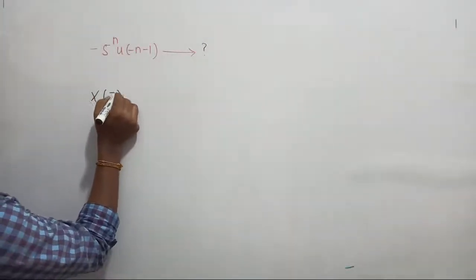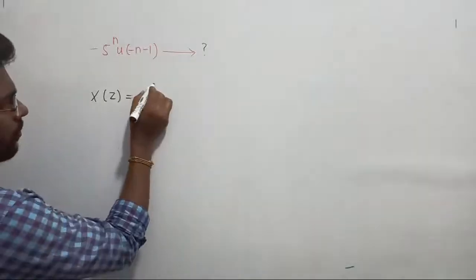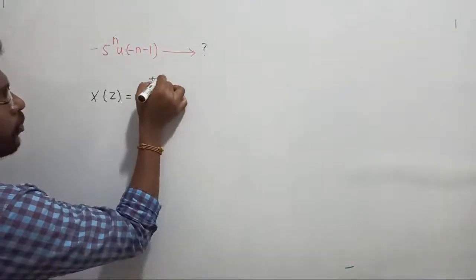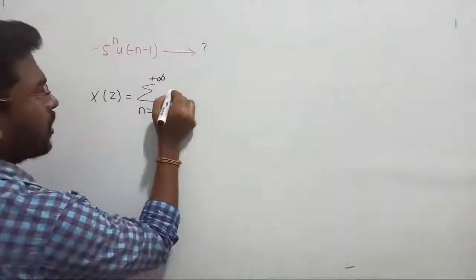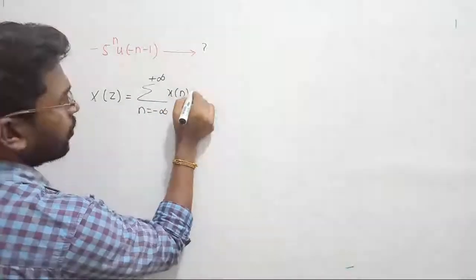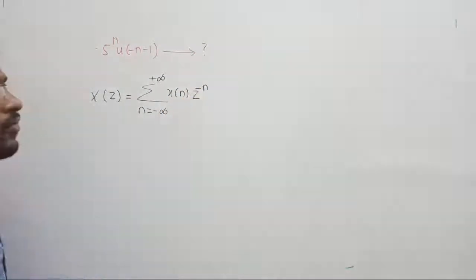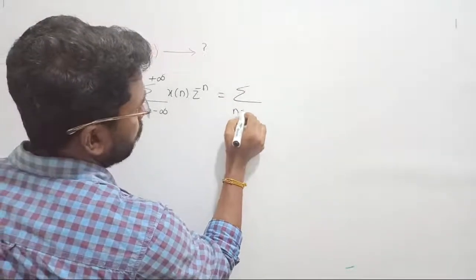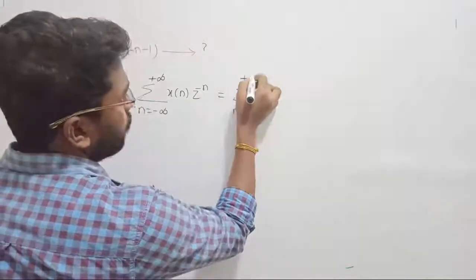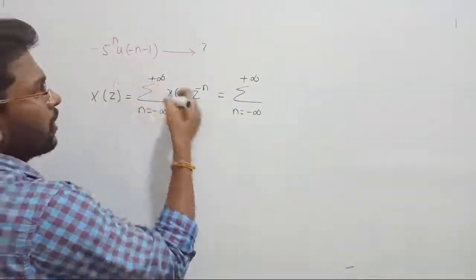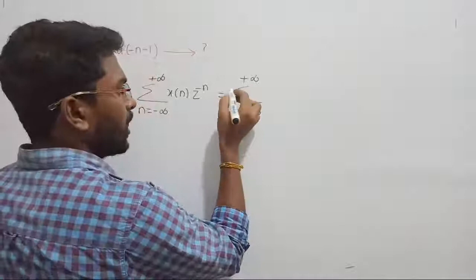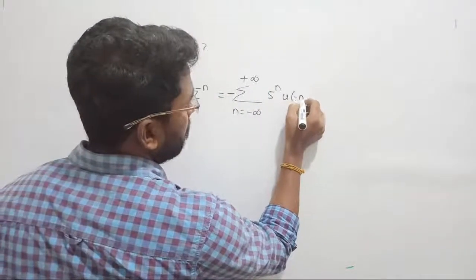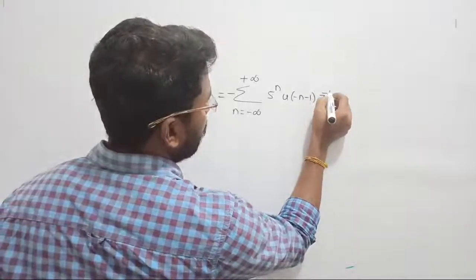If you want to know the X of z for this function, what is the actual formula? Summation, running from n equal to minus infinity to plus infinity, of x of n into z power minus n. That is the general formula. Now here I am writing the function, n equal to minus infinity to plus infinity, where x of n is replaced by minus, let me keep minus outside, 5 power n into u of minus n minus 1 into z power minus n.